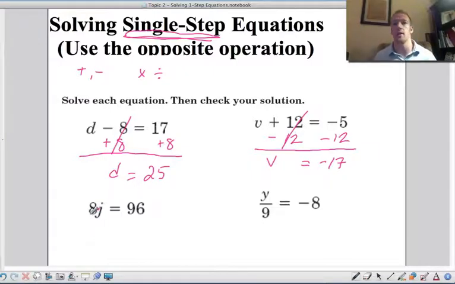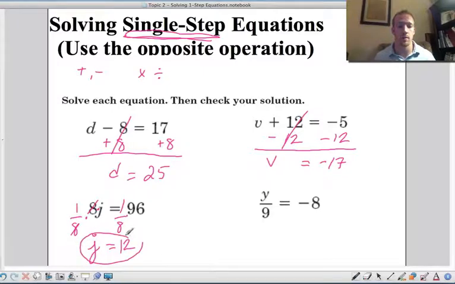Here, this is an 8 times J. When the number's right next to the letter, it means we're multiplying. So what do we do to undo multiplying? We have to divide. So divide by 8. Another way to write that would be to multiply by 1/8, because dividing by 8 or multiplying by an eighth is the same thing. So 1/8 times this gives us just J. And then 1/8 times 96 is 12.